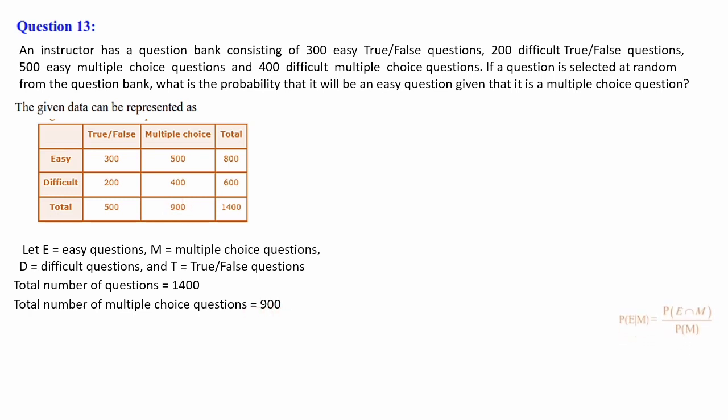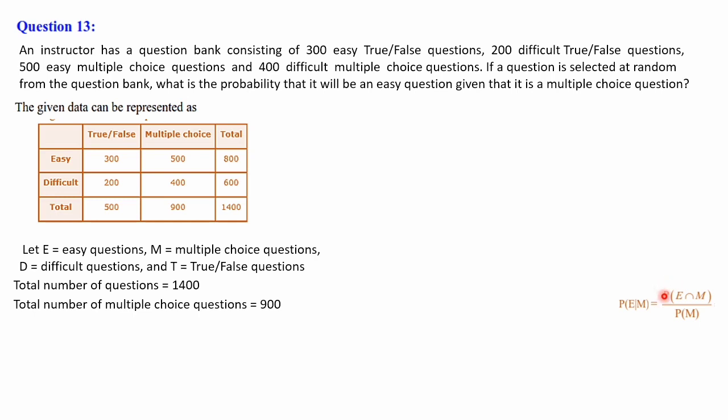According to the question, what we have to calculate is the probability that it will be an easy question, that is probability of E, given it is a multiple choice question, that means M. So probability of E given M we have to calculate. We know the formula, P of E given M is equal to P of E intersection M divided by P of M.